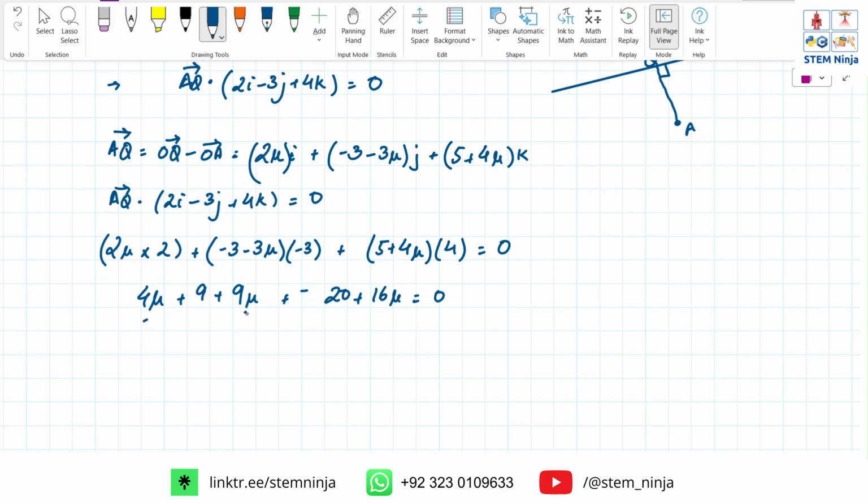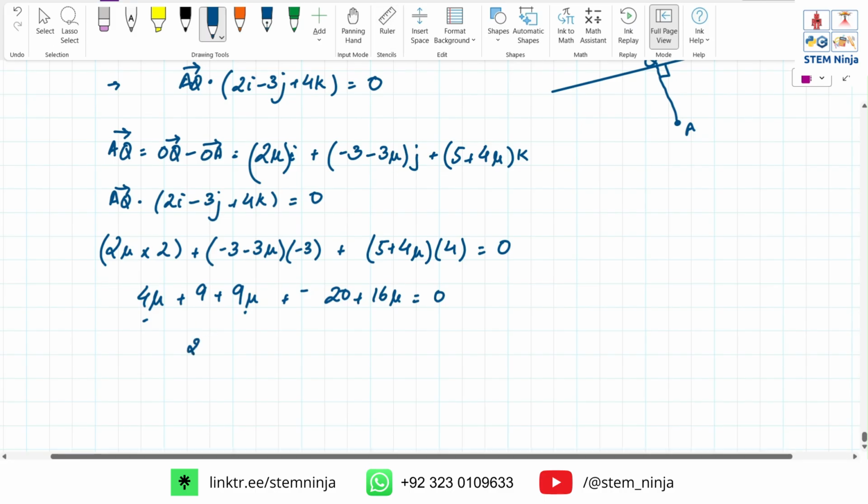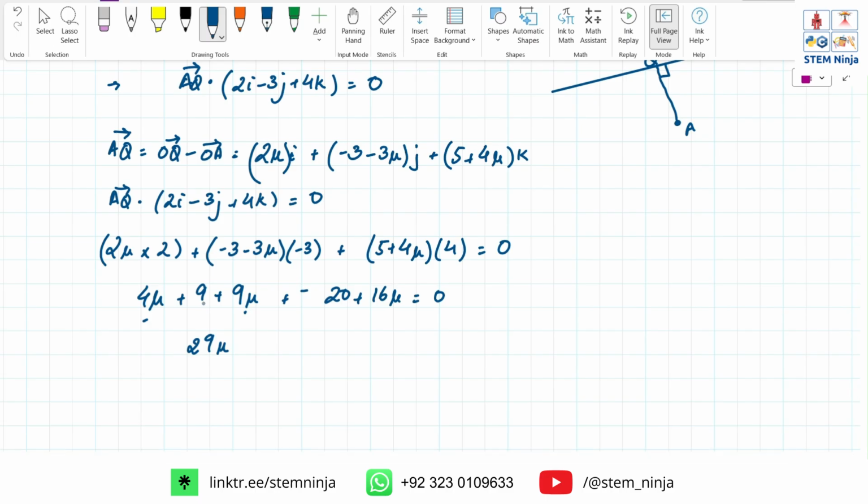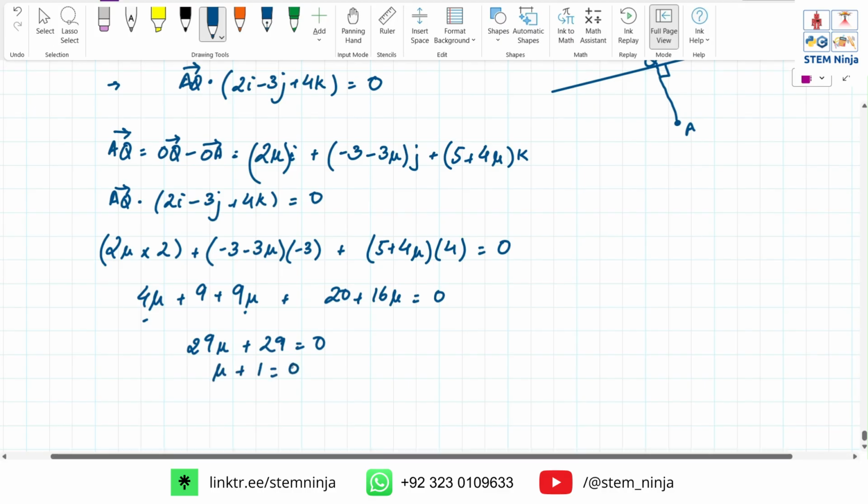So 4 plus 9 is 13, 13 plus 16 is 29 mu, and this is 9 plus 20. Sorry, this is 9 plus 20, 29 equal to 0. So this becomes mu plus 1 equal to 0. So that becomes mu is equal to minus 1. Just simply divide both sides by 29.